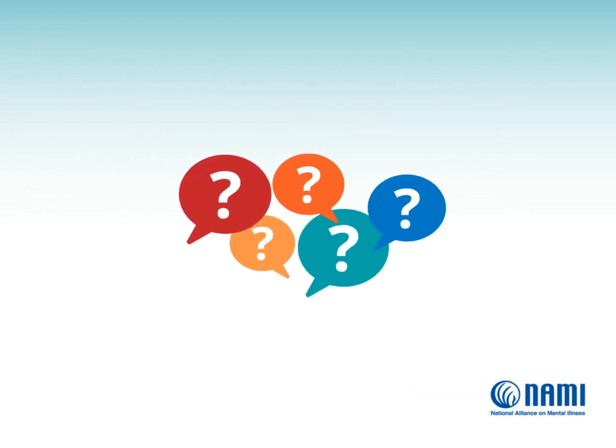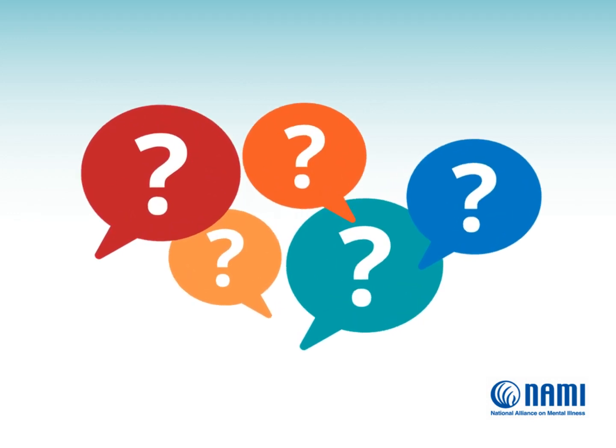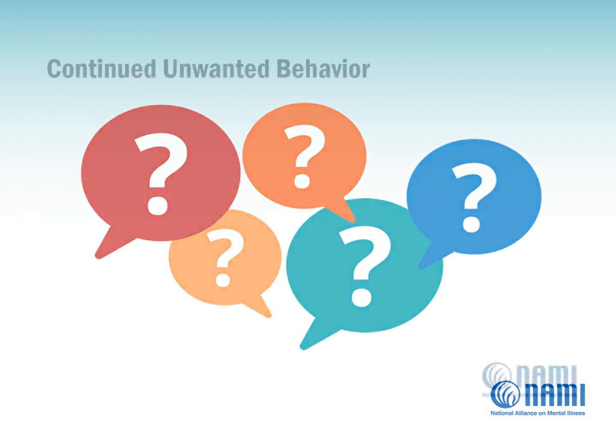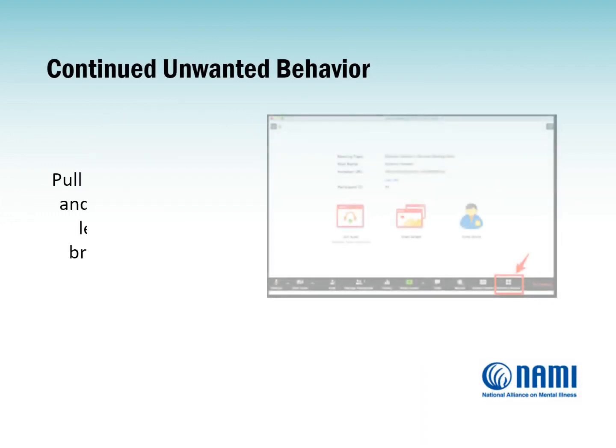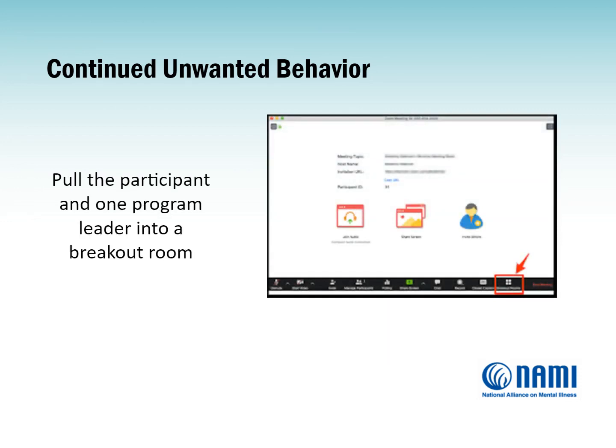What do you do if a participant continues to exhibit disrespectful behavior? If the unwanted behavior continues, the producer should pull the participant and one of the program leaders into a breakout room so that they may speak together privately. While this happens, the other program leader continues to present.